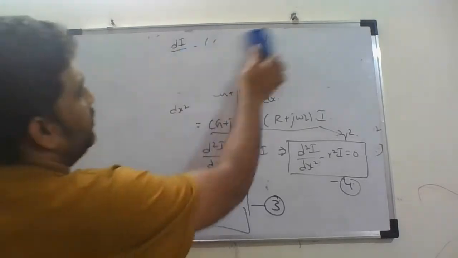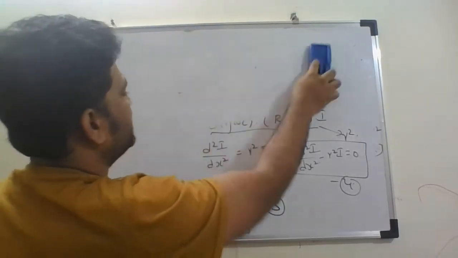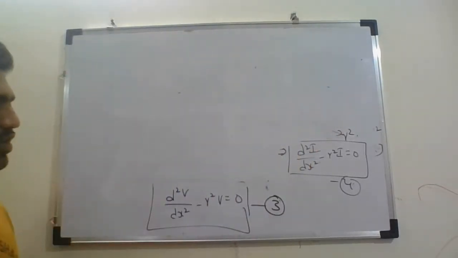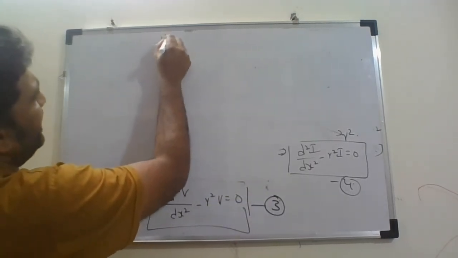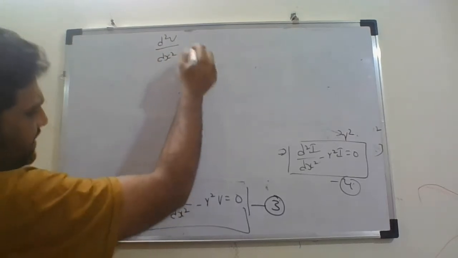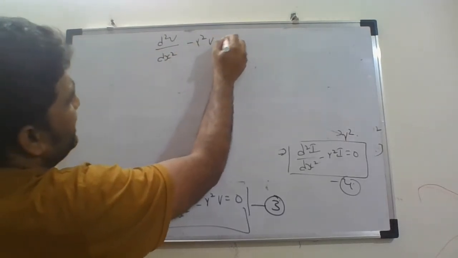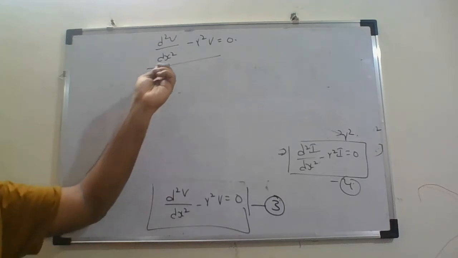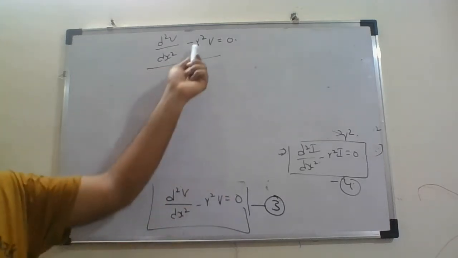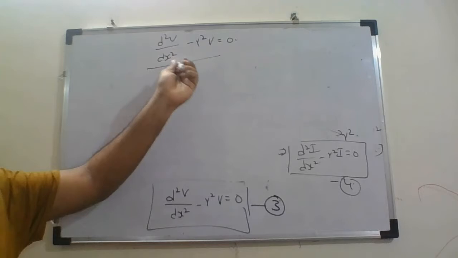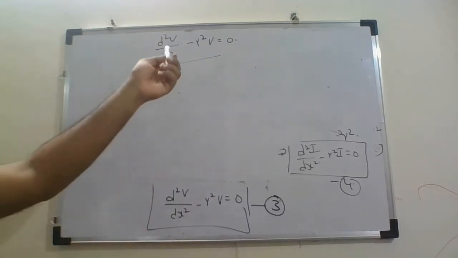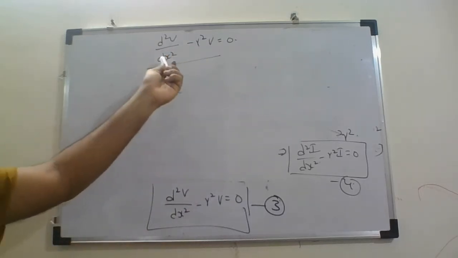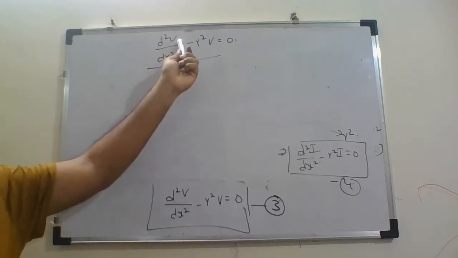Now, if I look at these two expressions, both of them are second order differential equations. If I consider this equation, d square v by dx square minus gamma square v is equal to 0, this is a second order differential equation for voltage. The variable here is x, and gamma square is a constant. So if I solve this equation, I will get the solution for the voltage.